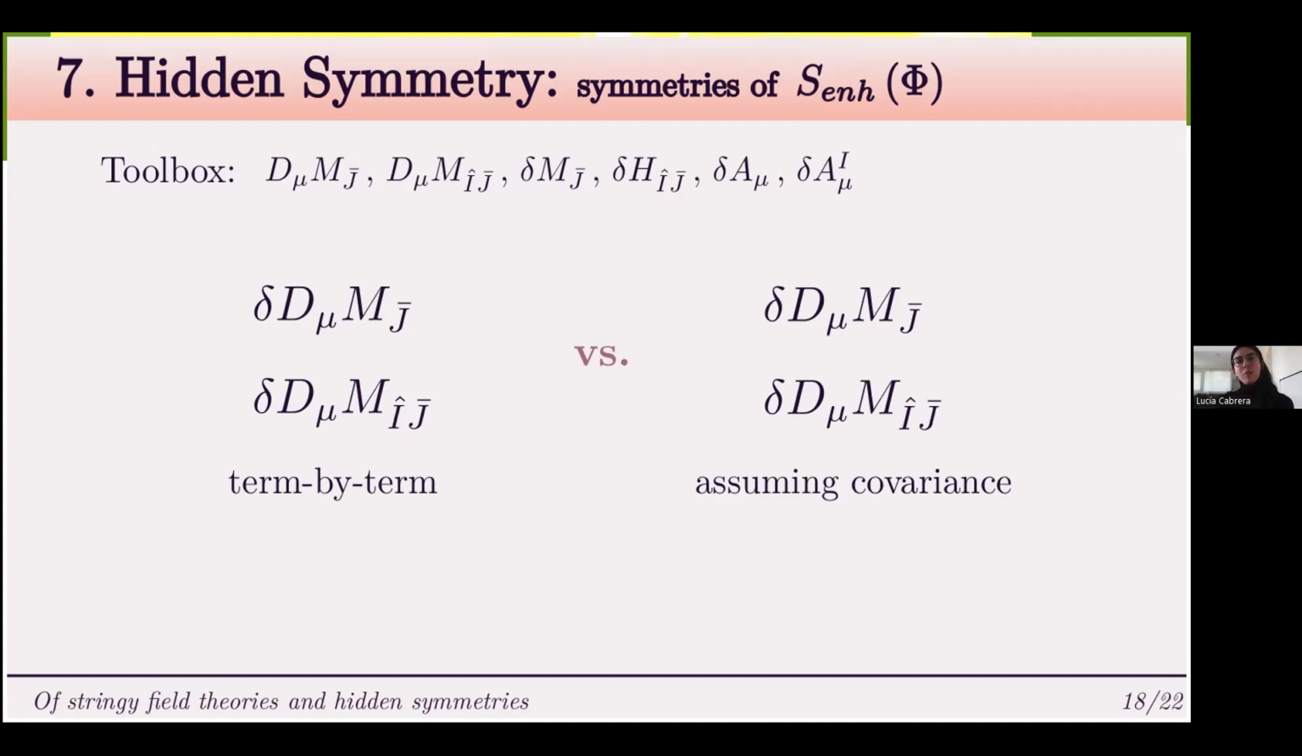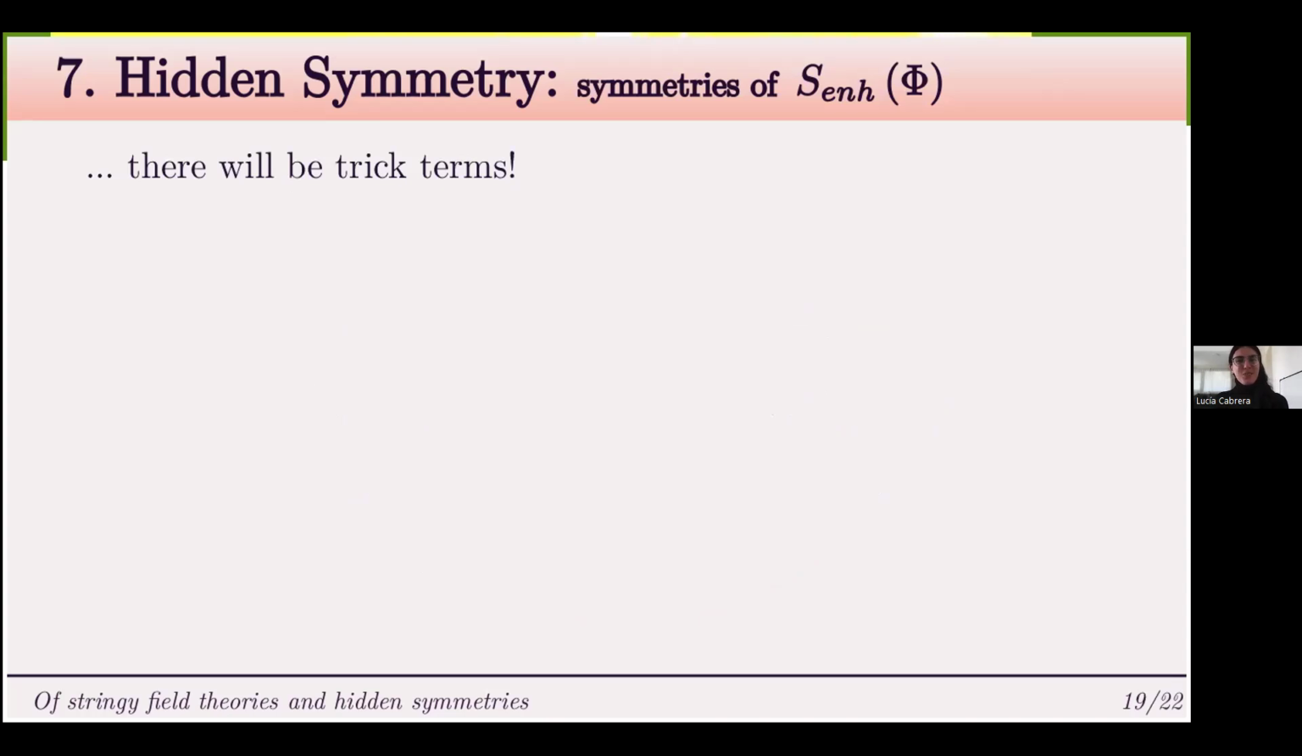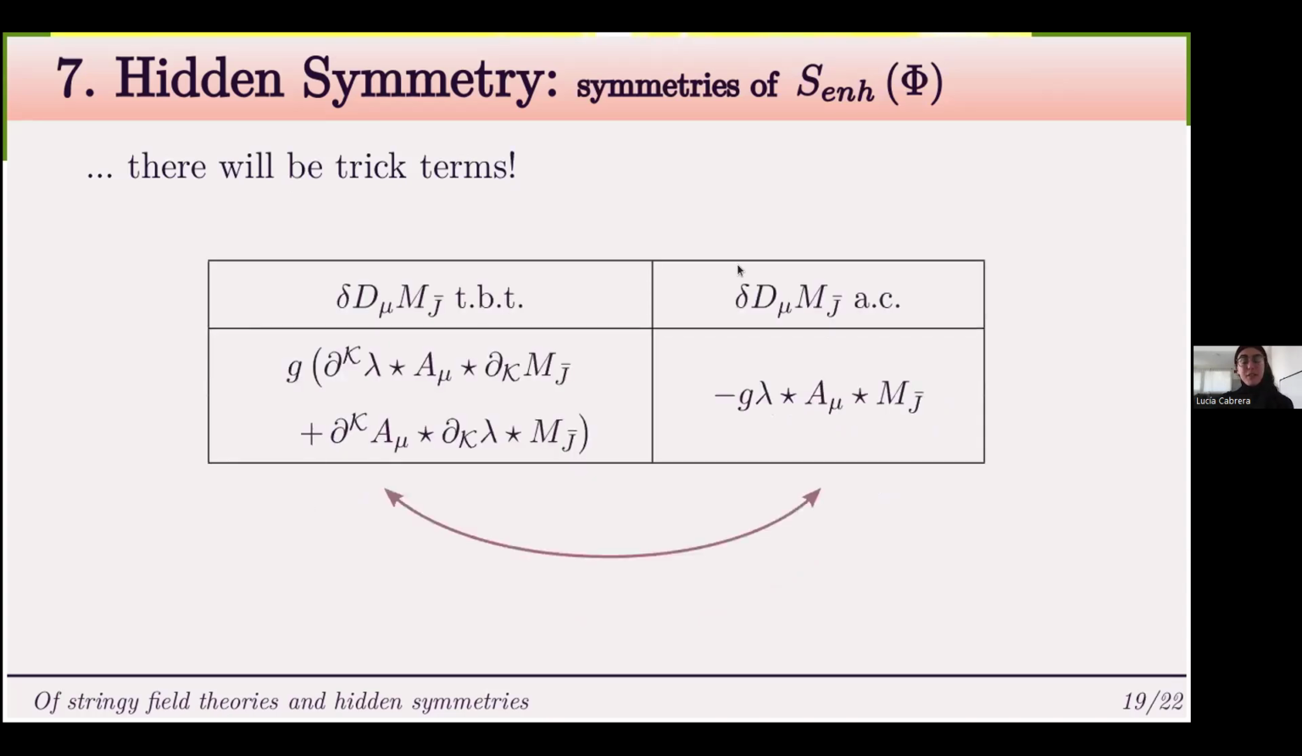That is to say, they will transform as the fields, perform another calculation, and then take the two things that I've calculated so far and try to match term by term. And this is, of course, what we did at the beginning. However, there's a little bit of a nuance in this because there will be tricky terms. So for instance, a very simple term like this, a product of three fields on the side where we assume covariance will actually be in correspondence with two different terms that look in principle nothing like it on the term by term side of the calculation.